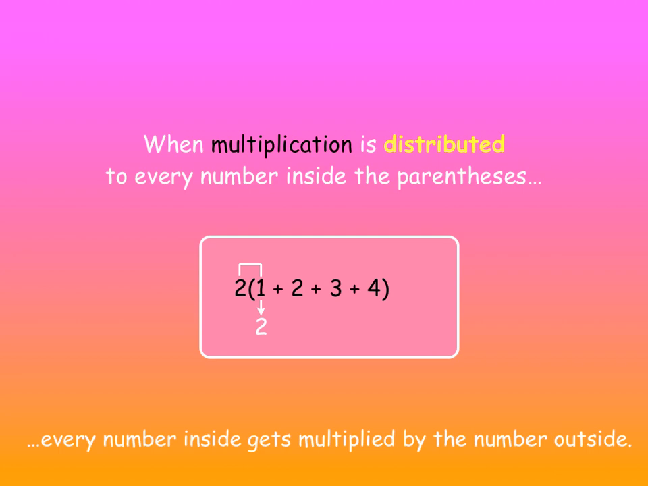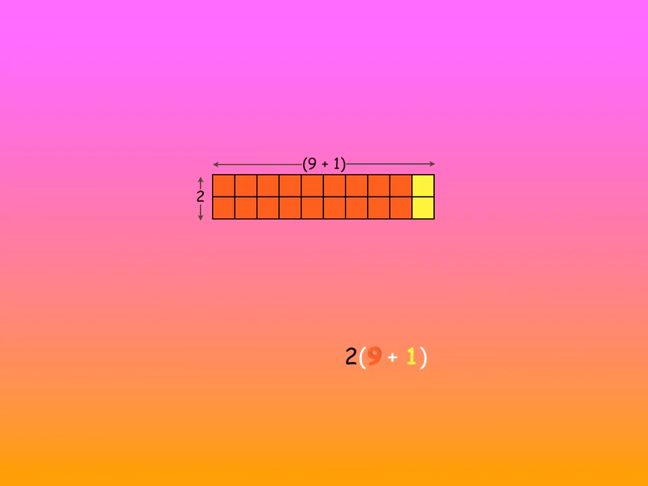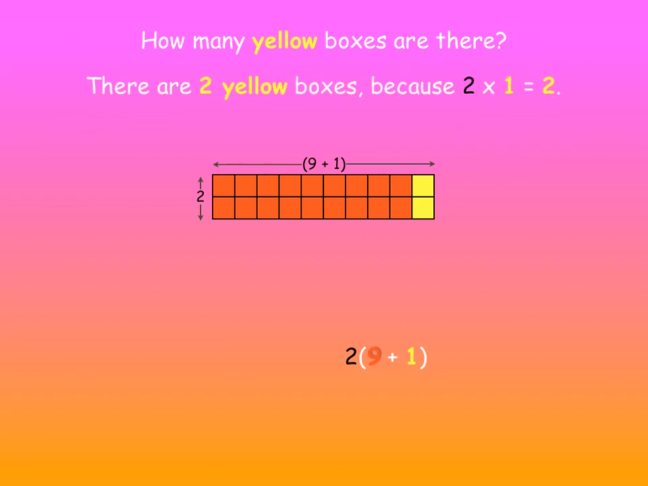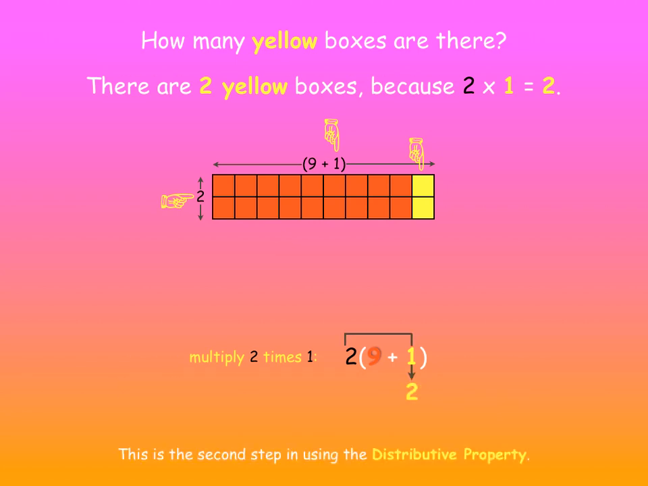So you have 2 times 1, and 2 times 2, and we'll add to that 2 times 3, add to that 2 times 4. And it equals 20 altogether. Well, back to our picture. How many yellow boxes are there? Well, you can see there's 2 of them, and also 2 times 1 is 2. Down below, multiply 2 times 1. That's the second step in using the distributive property.